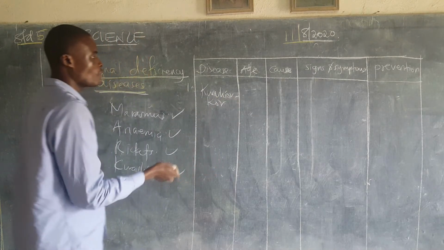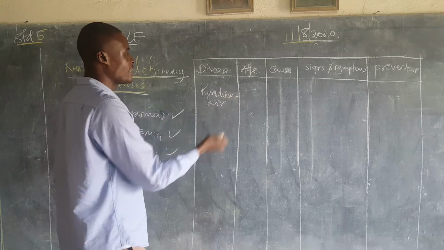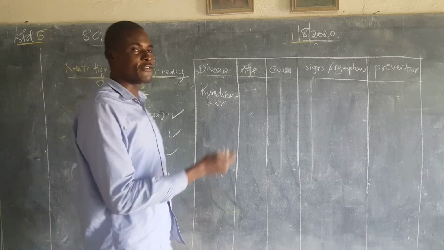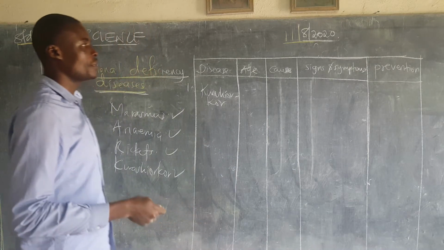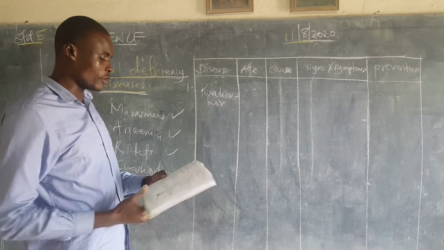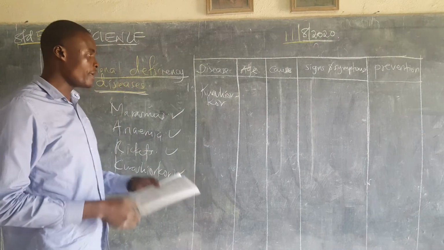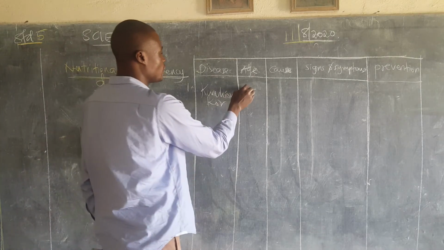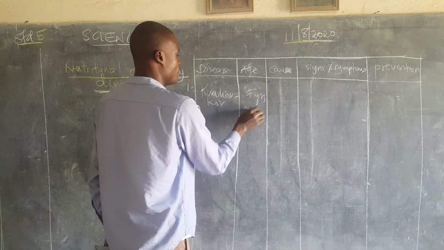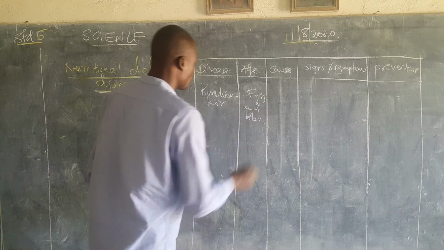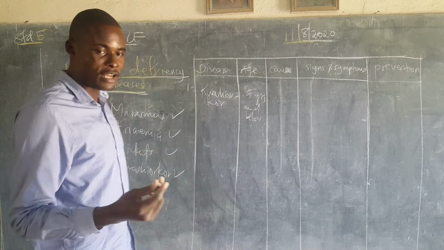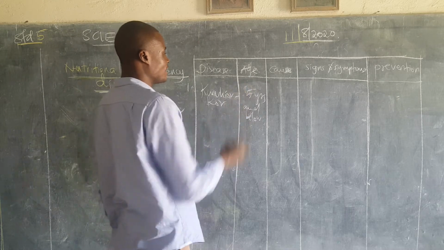We will see at which age somebody can be attacked by this disease, what the main cause is, what the signs and symptoms are, and what prevention measures we can put in to prevent somebody from contracting such diseases. So number one, as we have said, we have kwashiorkor, and kwashiorkor mainly attacks children under the age of 5. So it's 5 years and below, not more than that. Meaning you, as in class 5 now, can't be attacked by this disease.